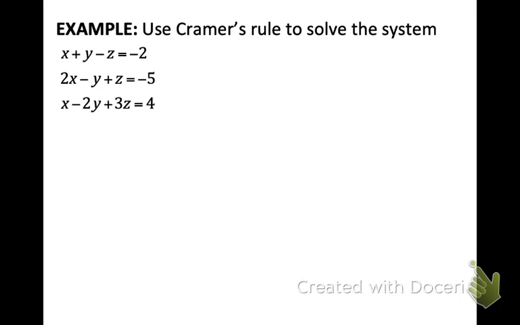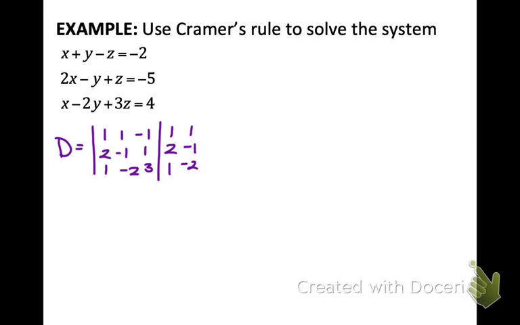All right, so let's do the coefficient first. So d is equal to 1, 1, negative 1, 2, negative 1, 1, 1, negative 2, 3. And what do we do for the 3 by 3s? Rewrite the first two columns directly after. All right, where do I start? Top left, work your way down. So we got to take care of that first row.